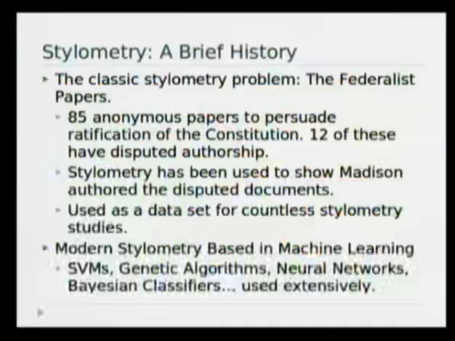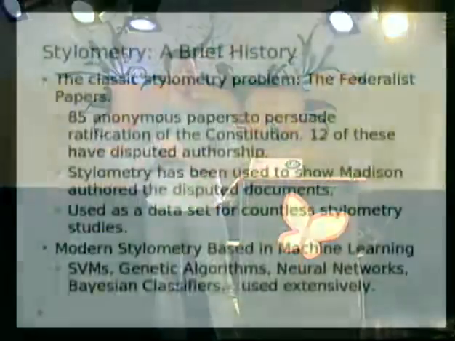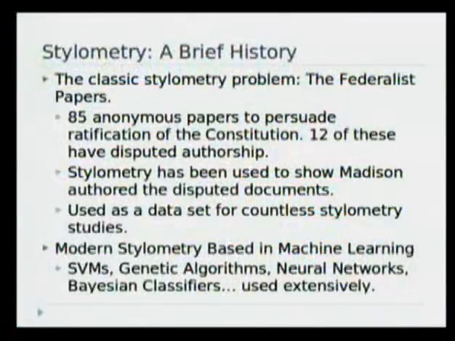To give a brief history of stylometry, the first major problem that stylometry dealt with was looking at the Federalist Papers, which were 85 papers published in New York in the late 1700s to try and persuade the people of New York to ratify the Constitution. Now, these papers were published anonymously, but we knew through historical records that most of them were actually authored by either James Madison or Hamilton, and 12 of these had completely disputed authorship. They did not know who wrote them. So stylometry was used to show that Madison actually authored these documents, and this data set has been used for countless stylometry studies to show new methods and things like that.